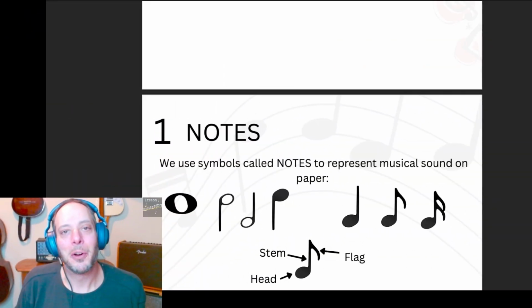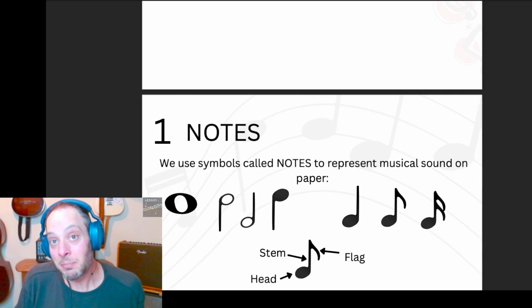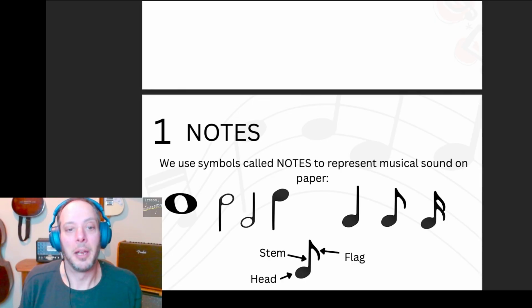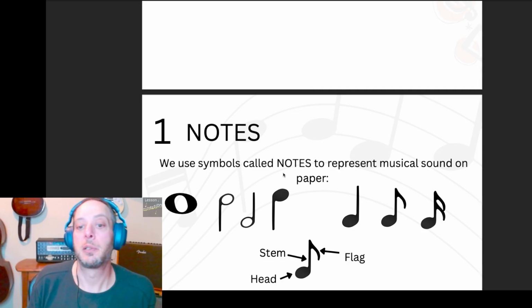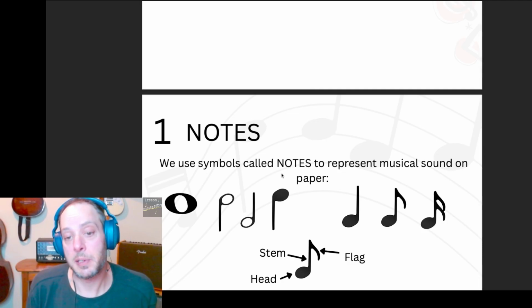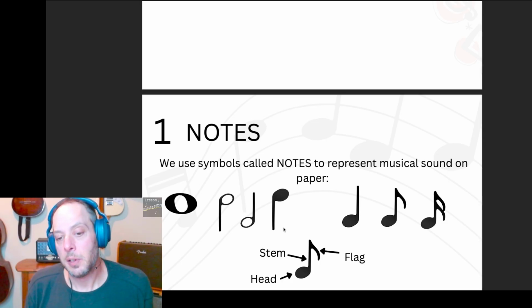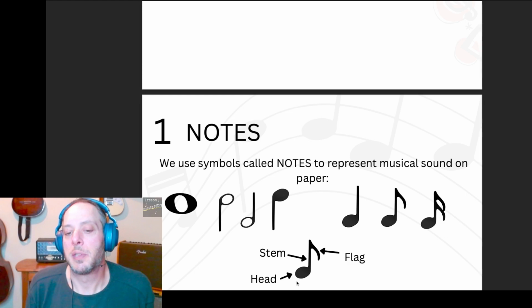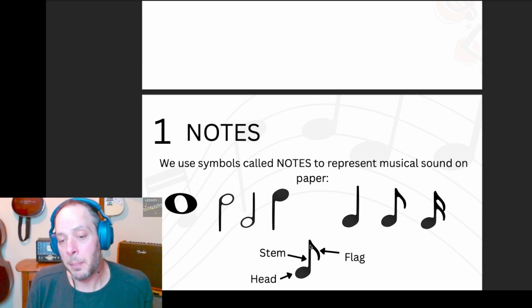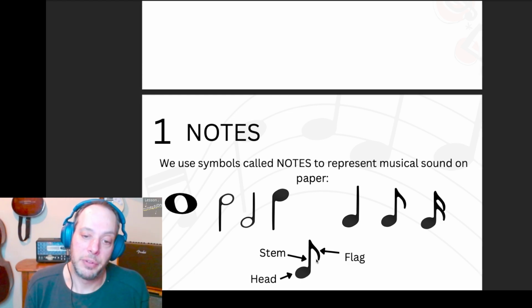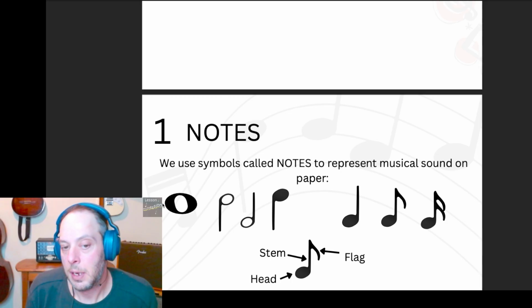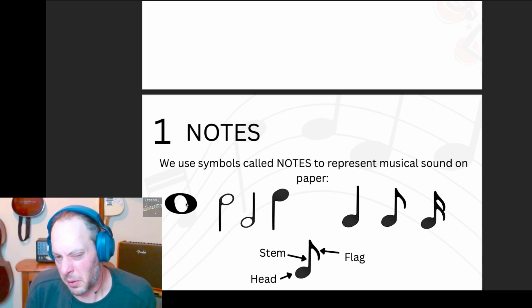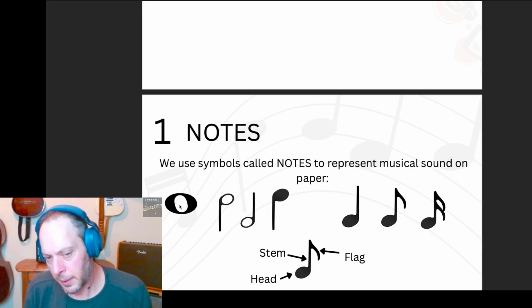Alright, I'm sure you've heard that in music we use this thing called a note. These are the symbols called notes that we use to represent musical sound on paper. There's three parts to the note: the head, the stem, and the flag. But you can also notice, like this guy here, this note doesn't have a stem or a flag, and also it's hollow in the middle. What's the deal with that? We'll talk about that later.